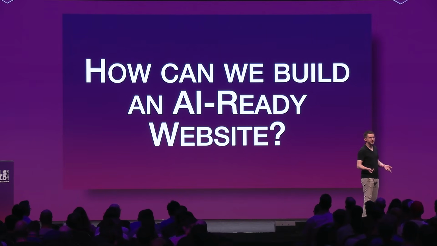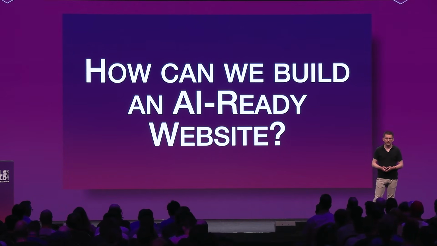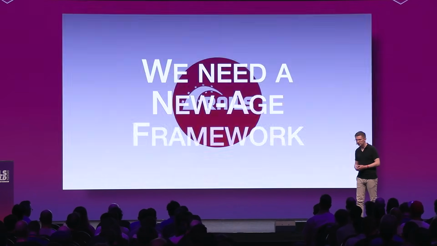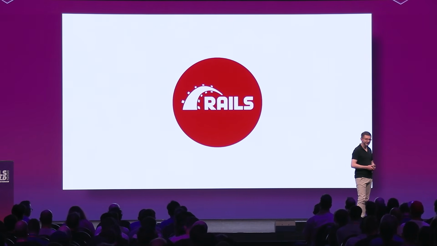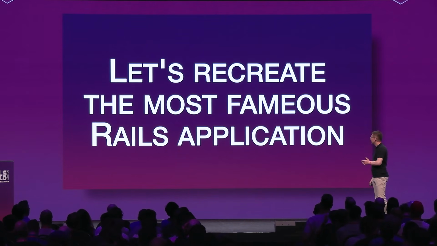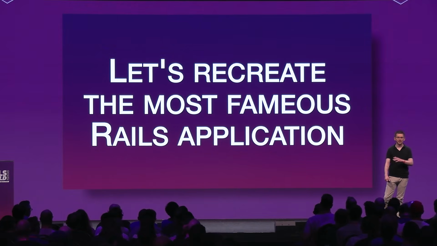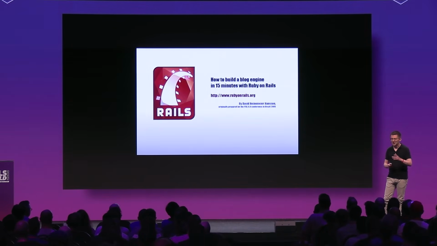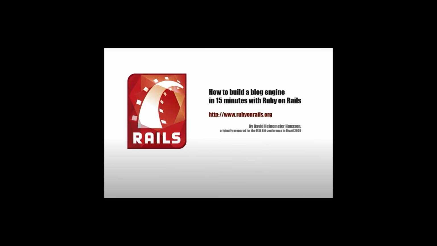So how can we build such an AI-ready website? First of all, we need a new age framework, right? So let's use this one. It's as up-to-date as ever. And let's today recreate the most famous Rails application ever. Let's, once again, build the blog engine. But this time, let's also make it AI native and ready.